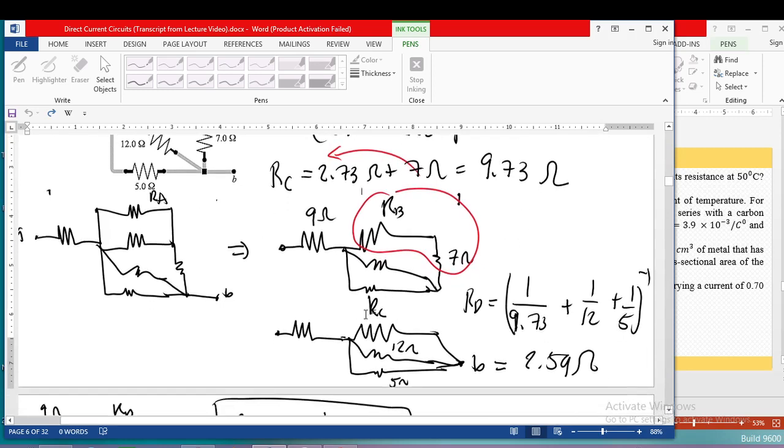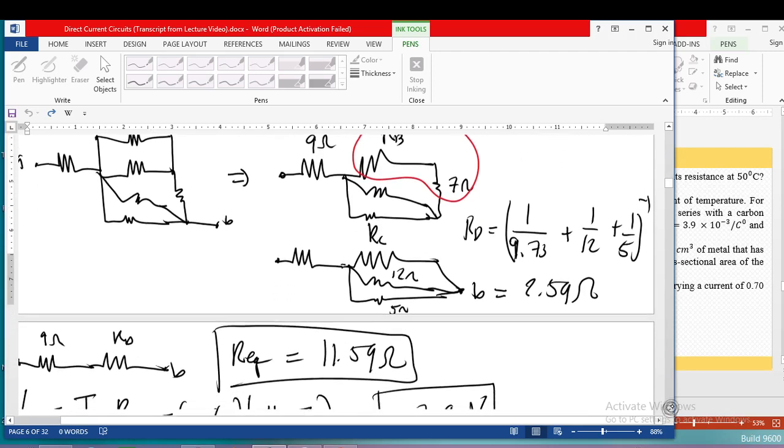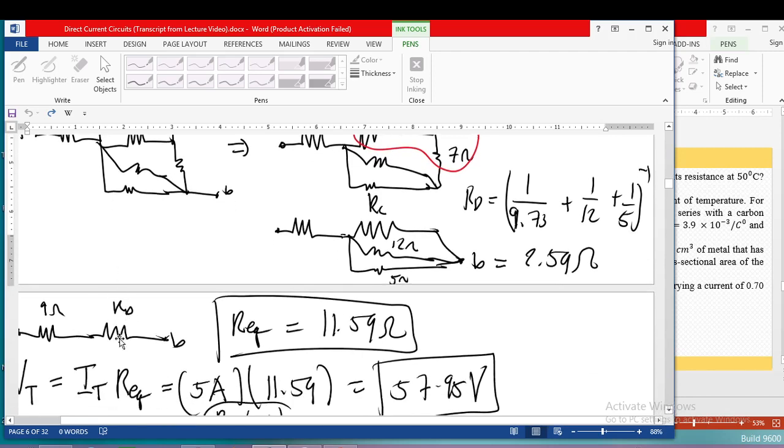So akong ipang-reduce na tanan. So we have here the RC, which is equal to 9.73, but RC is parallel with 12 ohms at saka 5 ohms. So you just have to get the inverse, add the reciprocal, then take the inverse, and the total resistance of these 3 parallel resistors is equal to 2.59 ohms. So that is RD. And we can now reduce our circuit into this one, where the RD is actually in series with the 9 ohms ng external sa katong circuit, na katong complicated kaysa sulod, di ba? So na-reduce na siya. So they are in series, so we can add them together kay series naman sila. So 9 ohms plus RD, which is equal to 2.59, so that is equal to 11.59 ohms.